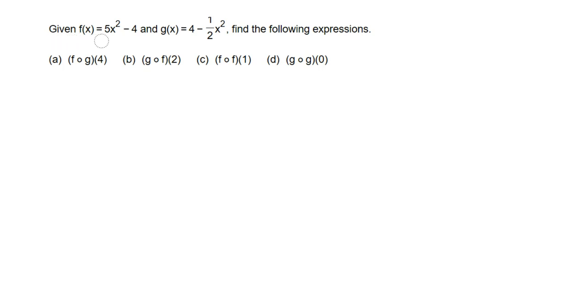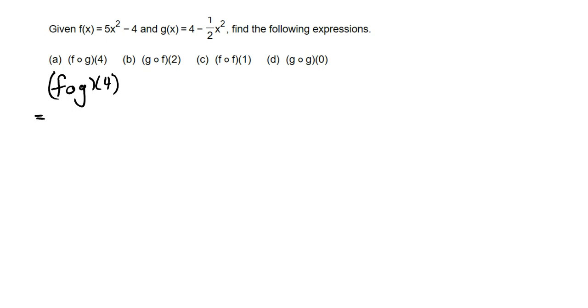Given f of x equals 5x squared minus 4, and g of x equals 4 minus 1/2 x squared, find the following expressions. F composed with g of 4, g composed with f of 2, f composed with f of 1, g composed with g of 0. So we'll start with f composed with g of 4.